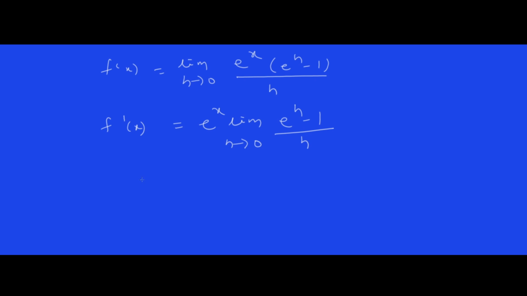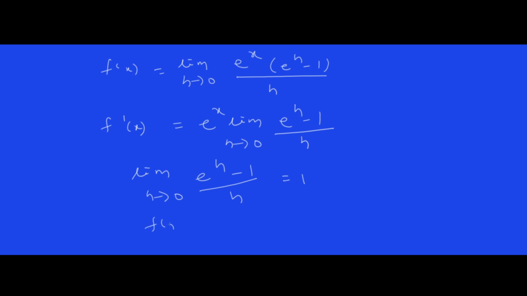This limit is actually a well-known limit, the limit as h tends to 0 of e to the power h minus 1 over h. It is a well-known limit in calculus and it's equal to 1. If you are curious why this is the case, you can explore the Taylor series expansion of e to the power h. But for now, let's accept this result.